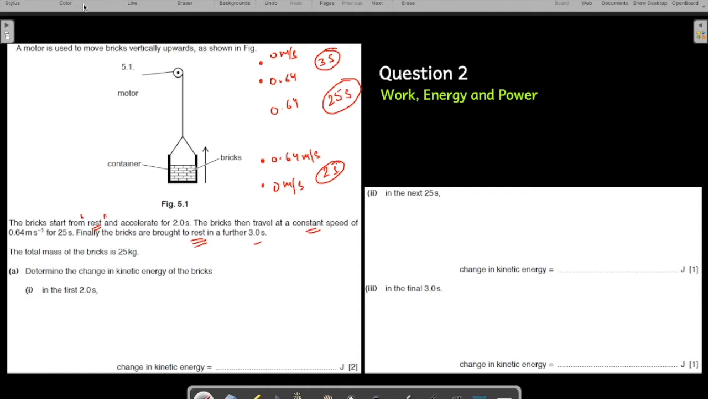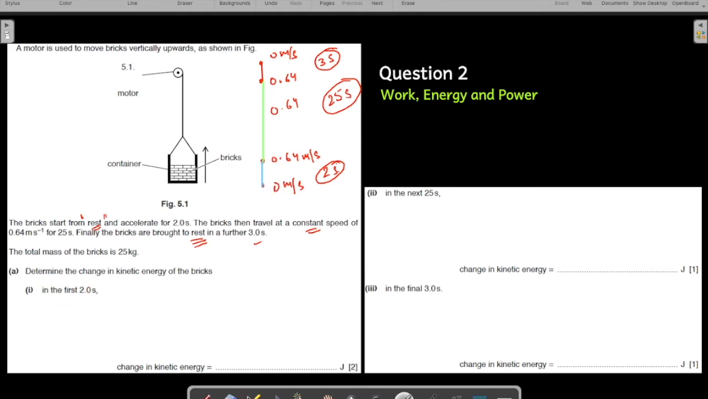This is the data which you should visualize when you are reading the question. There are 3 parts of the motion. First part, acceleration. Second part, constant speed. And the third part, deceleration. You should visualize it. You need not draw it, but I have drawn it so that everybody watching the video understands. So determine the change in the kinetic energy of the block in the first 2 seconds.